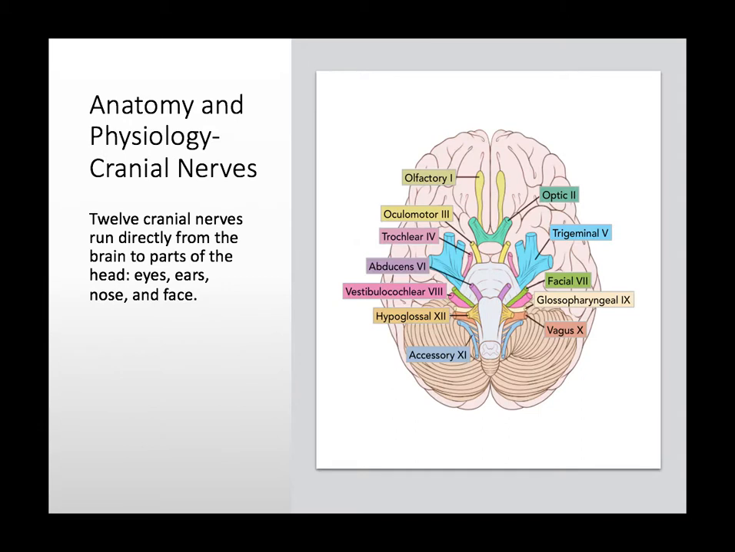All you need to know about this is that there are 12 cranial nerves, and they just send messages to and from the brain. Those 12 cranial nerves run directly from the brain to parts of the head, and they control the eyes, ears, nose, and face. So, for example, the olfactory nerve will control the nose. The oculomotor will control the movement of the eyes. The trochlear nerve, nerve number 4, controls hearing.